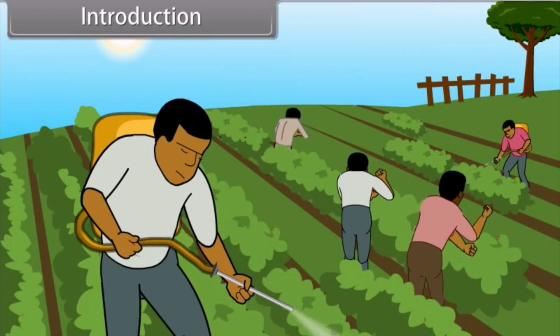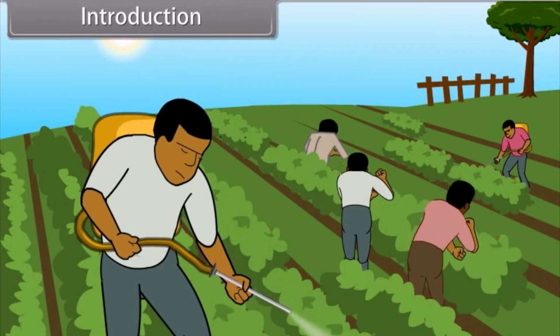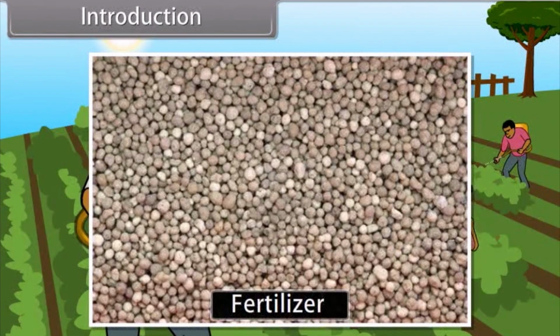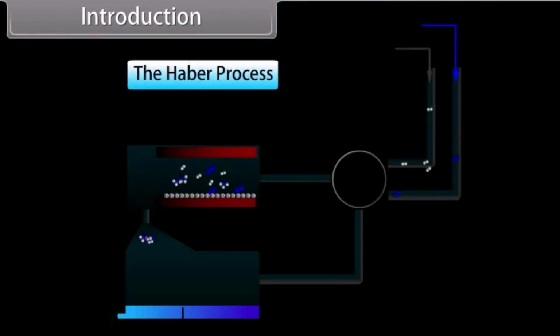Students, as we all know, fertilizers are widely used in modern era agriculture. Fertilizer use has been shown to be very effective in increasing agricultural productivity. About 40% of world protein production is based on synthetic ammonia. To meet the high demand of ammonia, it is manufactured on a large scale by Haber's process. The Haber's process combines nitrogen with hydrogen into ammonia.